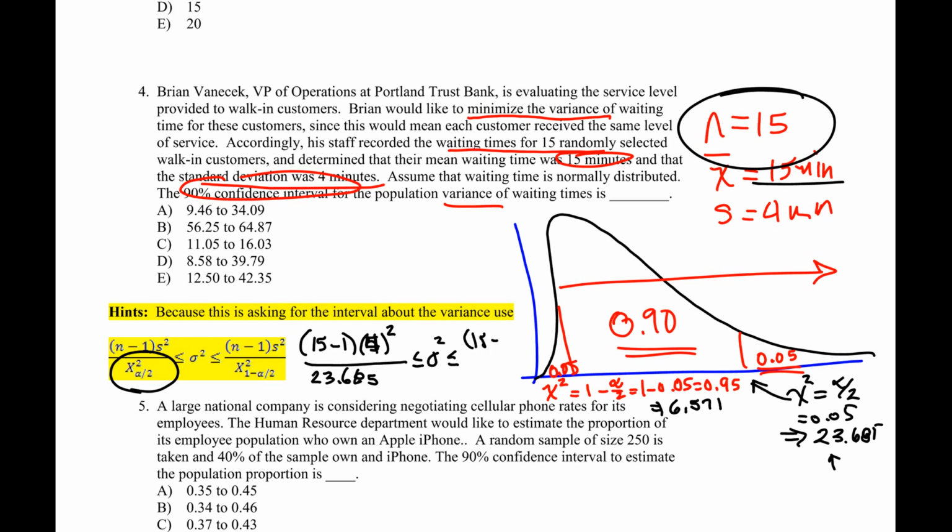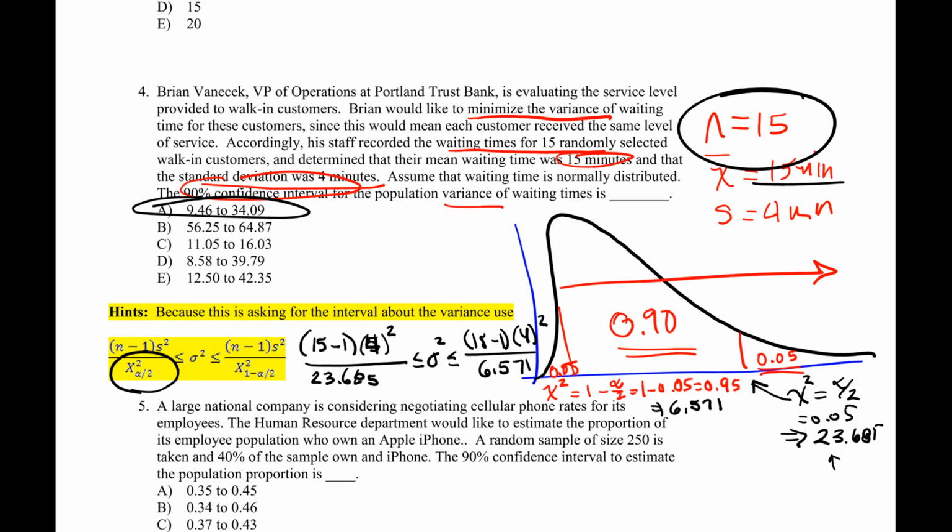So the other side will be 15 minus 1, 4 squared, and then over the 6.571. And if you throw all this in your calculator, you should see you'll get the interval 9.46 and 34.09.